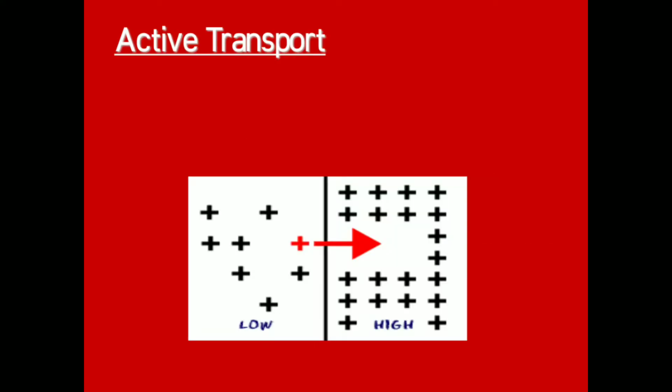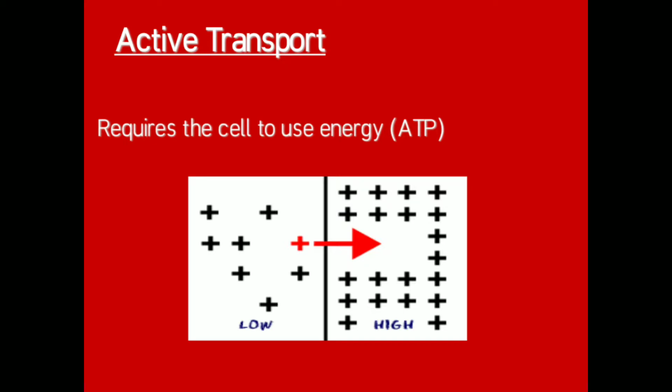Okay, so the movement of molecules across the cell membrane is from the region of low concentration to a region of high concentration, against the concentration gradient. And lastly, active transport requires the input or the use of energy known as ATP, or adenosine triphosphate.